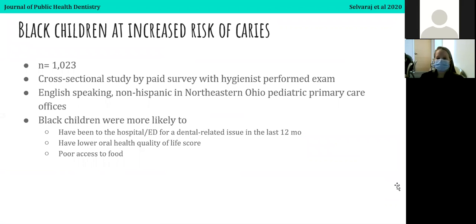This paper was published in the Journal of Public Health Dentistry in 2020, and it was a cross-sectional study of about 1,000 kids in northeastern Ohio. And they looked at Black children compared to non-Black children. And what they found was that Black children were more likely to have been to the hospital or emergency department for dental-related issues within the last year. They were more likely to have a lower oral health quality of life score, and they were more likely to have poor access to food.